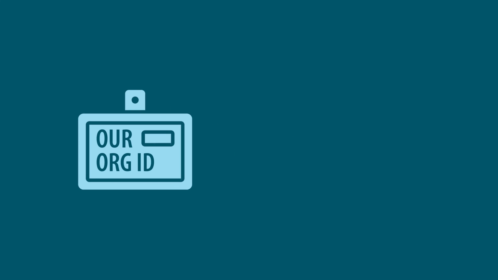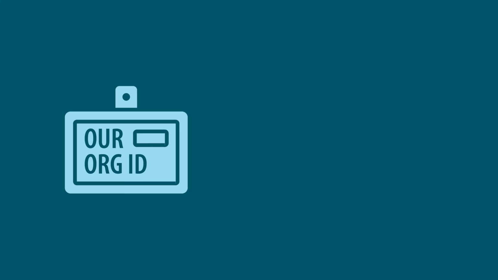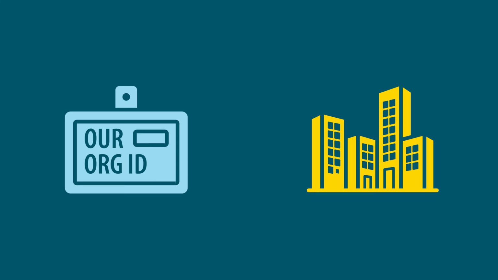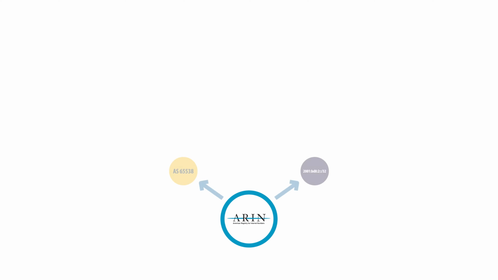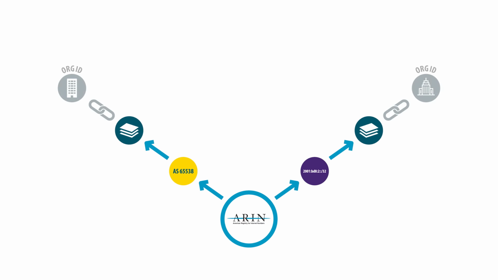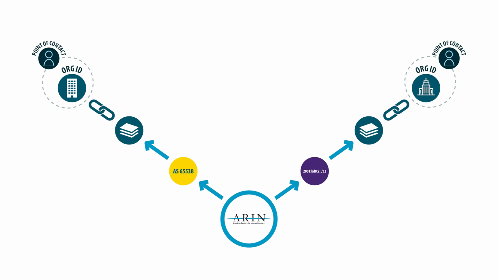Organization identifiers, or org IDs, represent corporations, nonprofits, government entities, and other organizations in ARIN's database. When ARIN issues IP addresses or autonomous system numbers, the records for those resources are linked to the appropriate org IDs and are managed by points of contact, also called POCs.